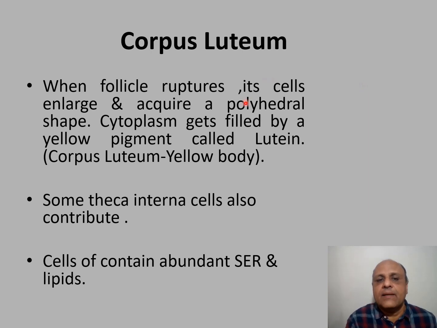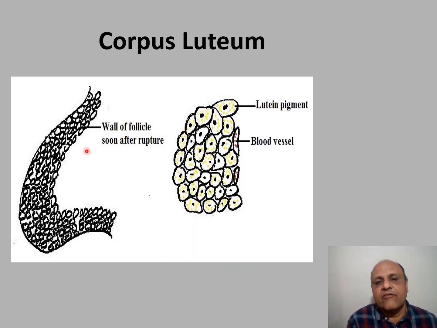When the follicle ruptures, its cells enlarge and acquire a polyhedral shape. The cytoplasm gets filled with a yellow pigment and now this structure is called corpus luteum or yellow body. Some theca interna cells also contribute to corpus luteum, and the cells which are polyhedral in shape contain abundant smooth endoplasmic reticulum and lipids. So we can see here after the rupture the wall of follicle looks like this, and ultimately the cells become polyhedral, they contain lipids, smooth endoplasmic reticulum and they have this lutein pigment, and what is formed? Corpus luteum.